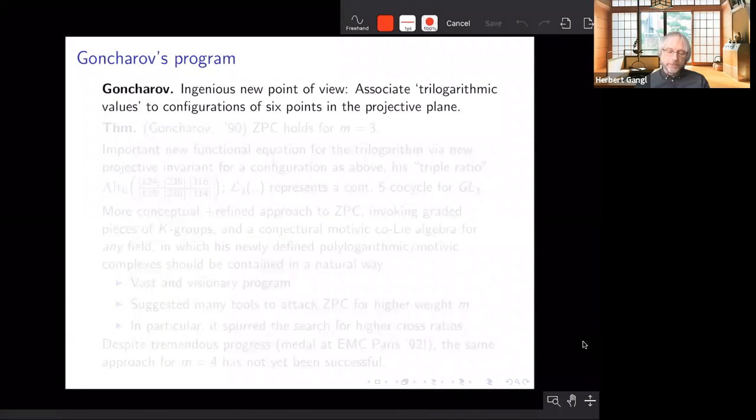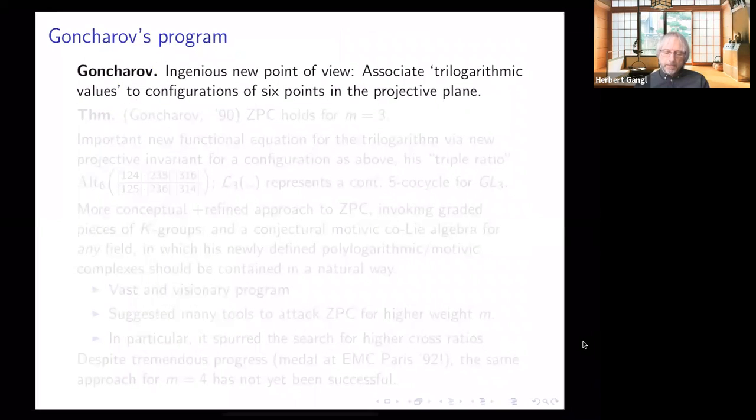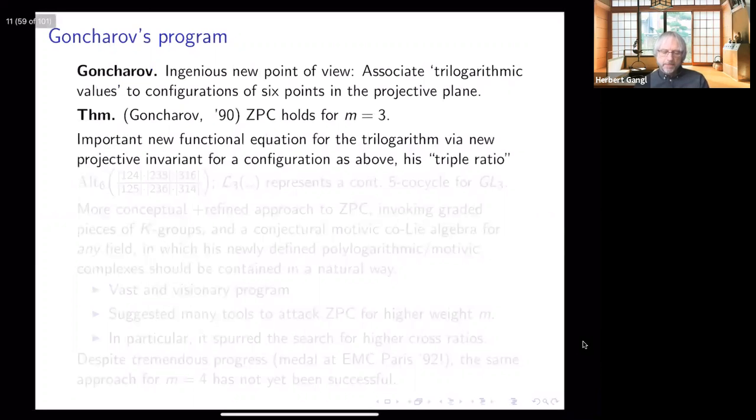And he succeeded, and showed that for m equals 3, this really holds. In the process, he found a new functional equation for the trilog, and so he gave a new projective invariant for a configuration in the above sense, 6 points in the projective plane, and this has been dubbed the triple ratio.